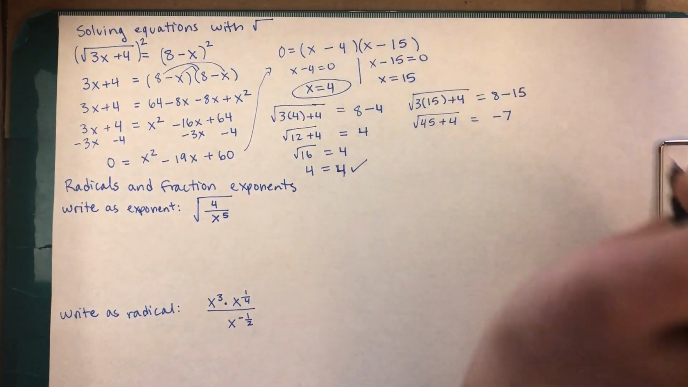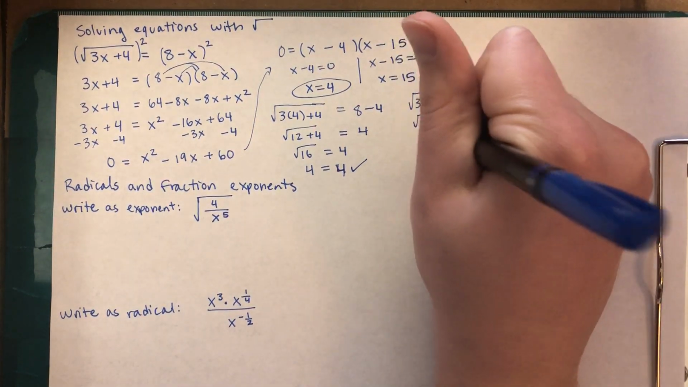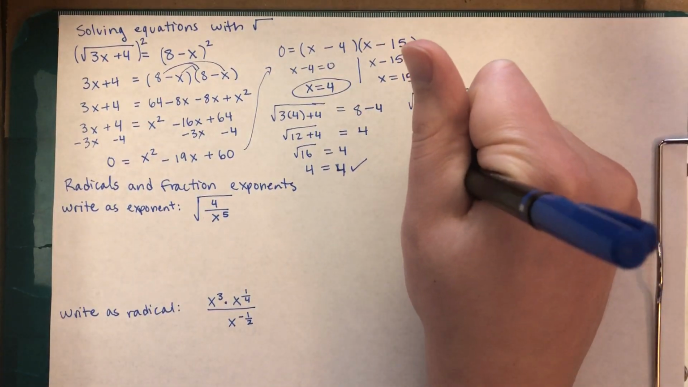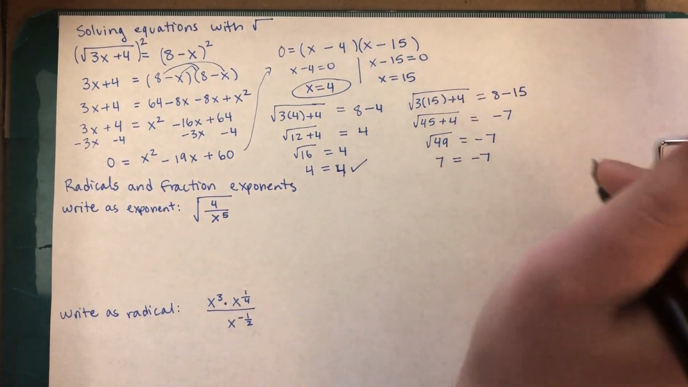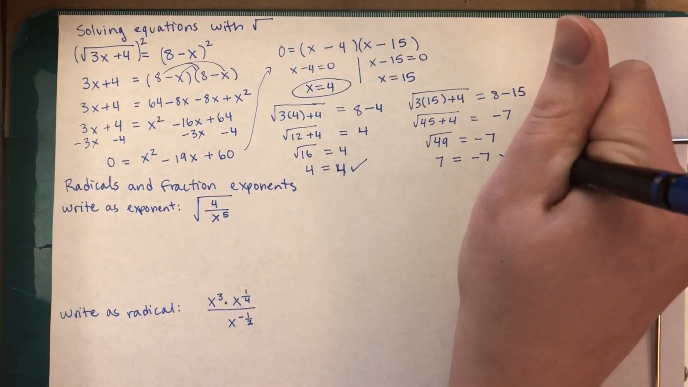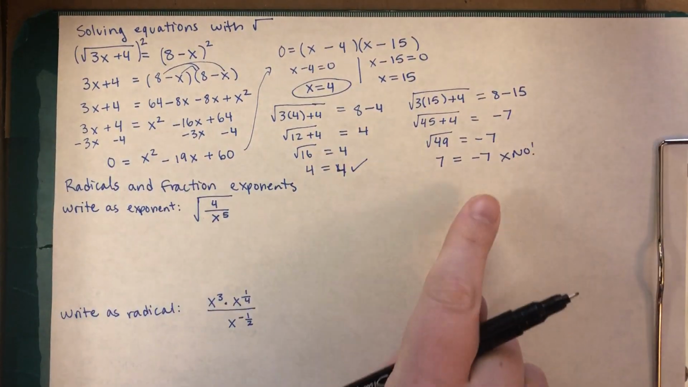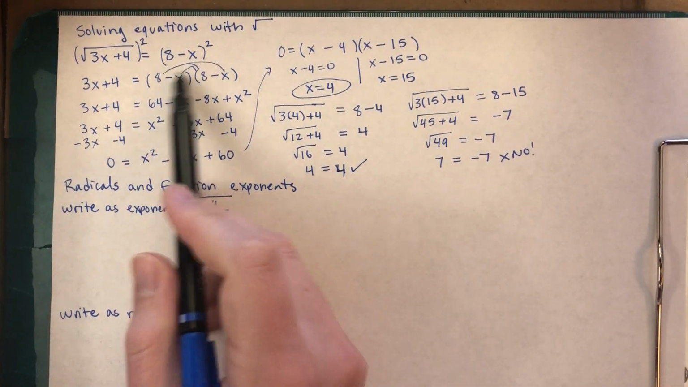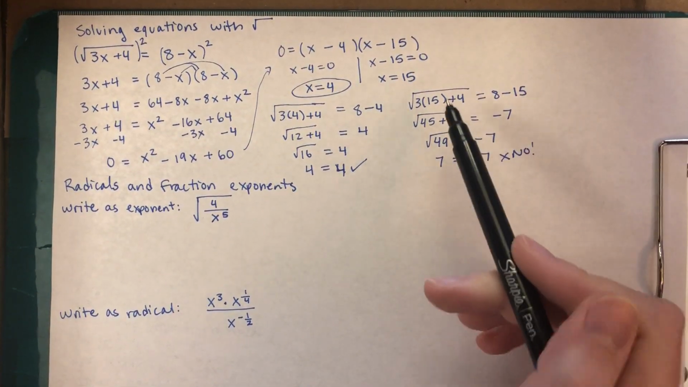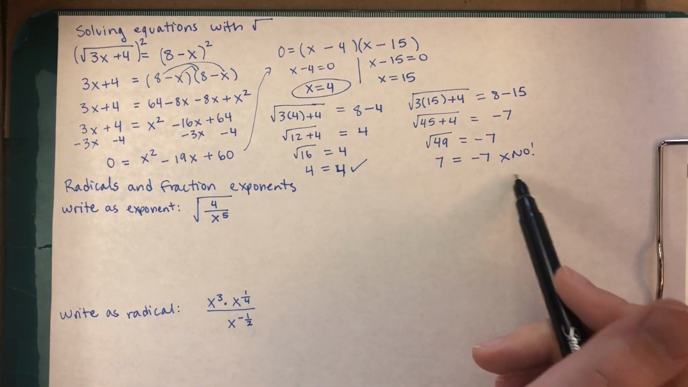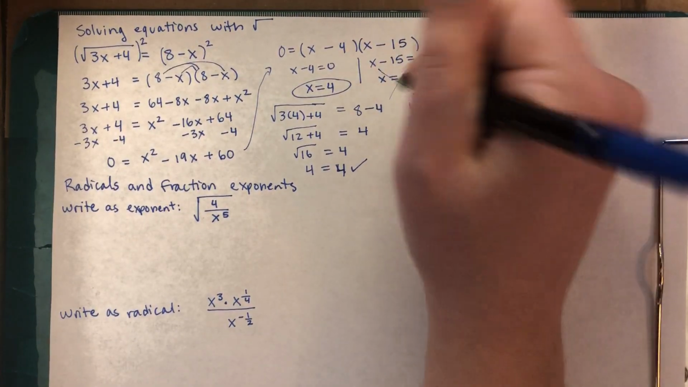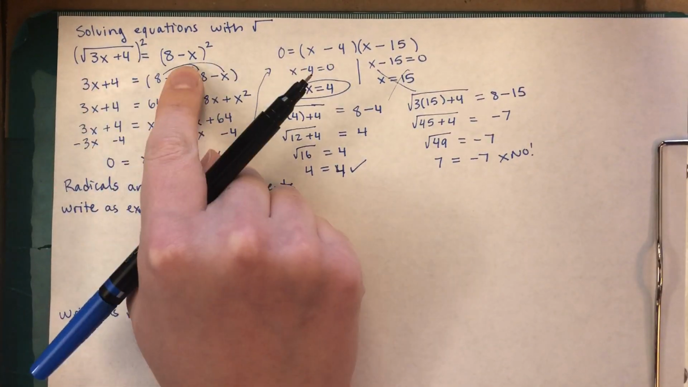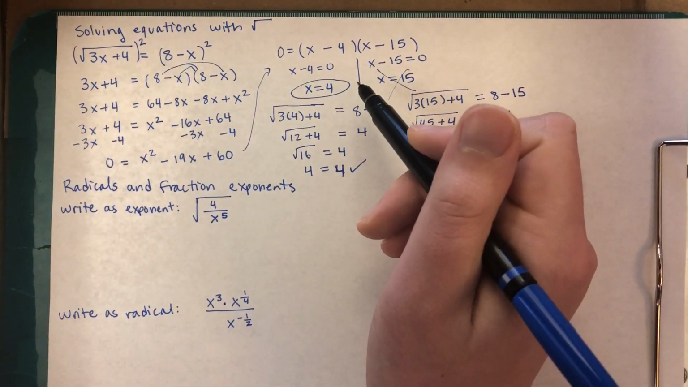8 minus 15 is negative 7. This is the square root of 49 equals negative 7. And the square root of 49 is positive 7. So this solution works in the equation that we got after we squared everything, but it does not work in the original equation. We call this an extraneous solution. So this one is not correct. This one is correct. The only correct answer to this equation is x equals 4.